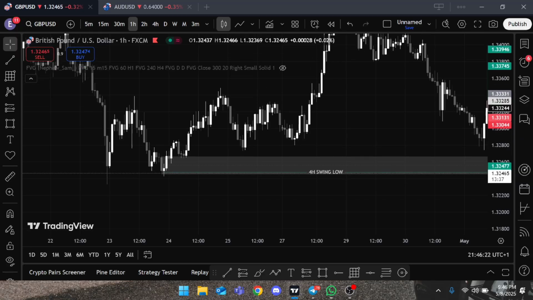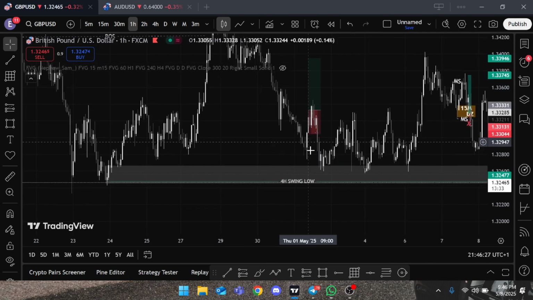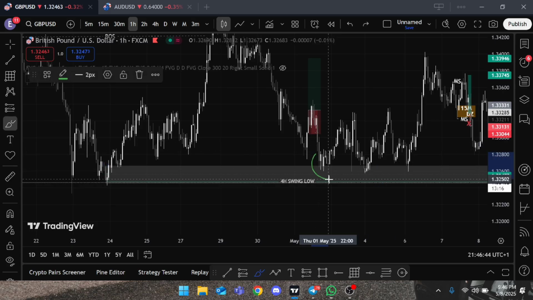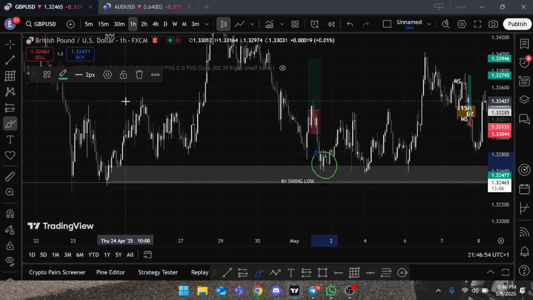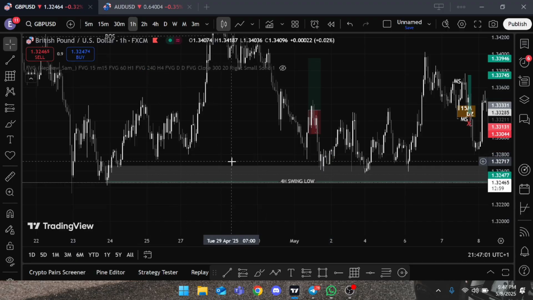So immediately you have plotted out this demand zone, all you need to do is to wait for the market to come to this demand zone, which the market did here. You can see this is where the market came in contact with the demand zone. Immediately the market comes in contact with the demand zone, all you have to do now is go down to the 15 minutes to look for a change of character to the upside. So let's go to 15 minutes.